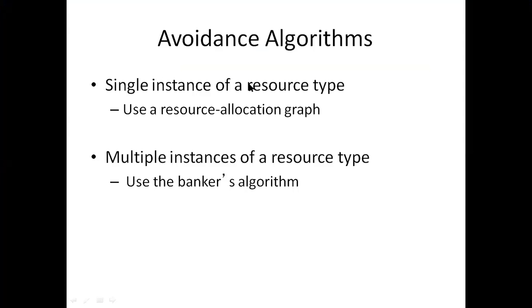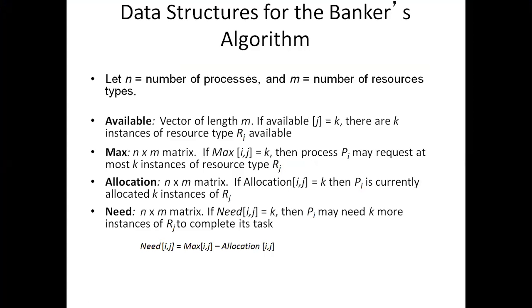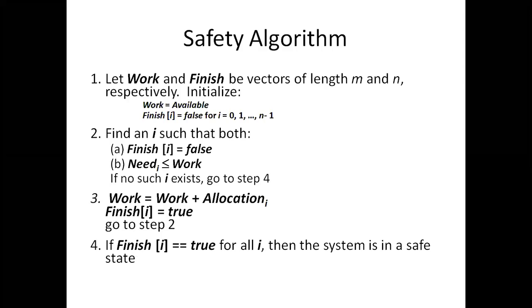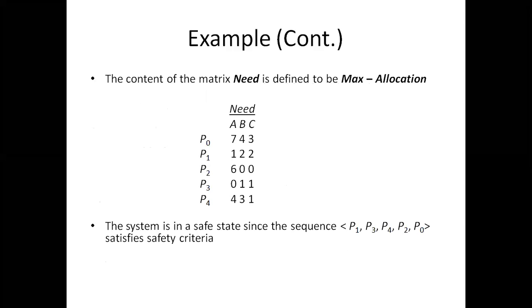Single instance of resource type. Using resource allocation graph, we can avoid the deadlock. And the next one is the Banker's algorithm. In the morning, I explained the data structure as well as the safety algorithm, and then we did one problem. So now I will try to solve the second problem for you.